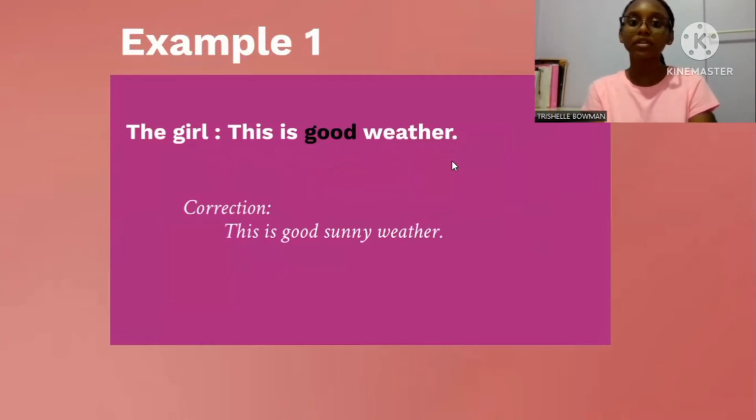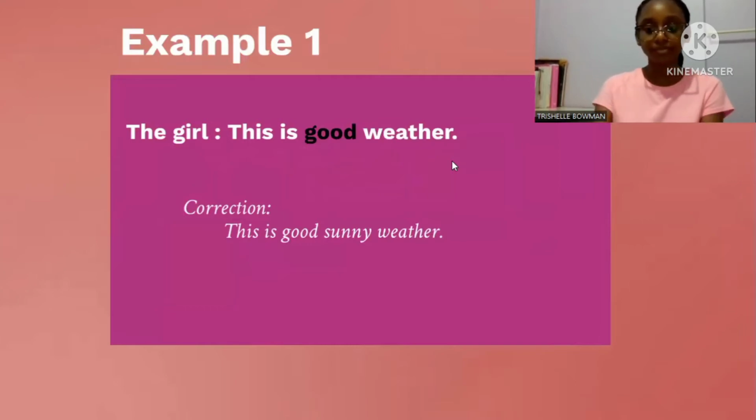Example 1. This is good weather. In this example, the phrase good weather is being used vaguely because for this girl, good weather could mean anything, and for that, this is the correction. This is good sunny weather.